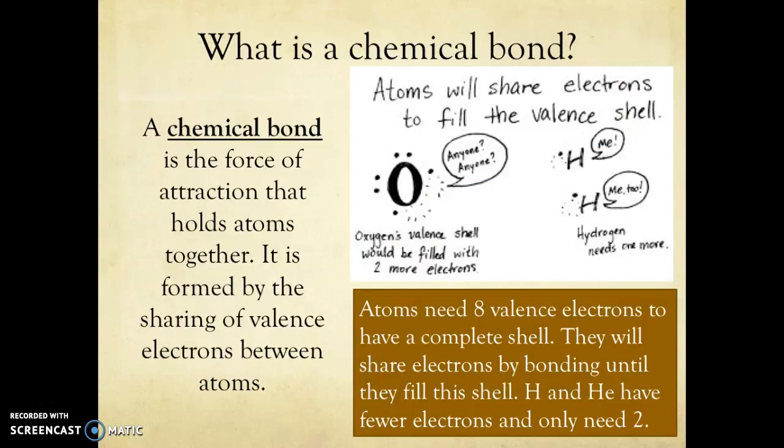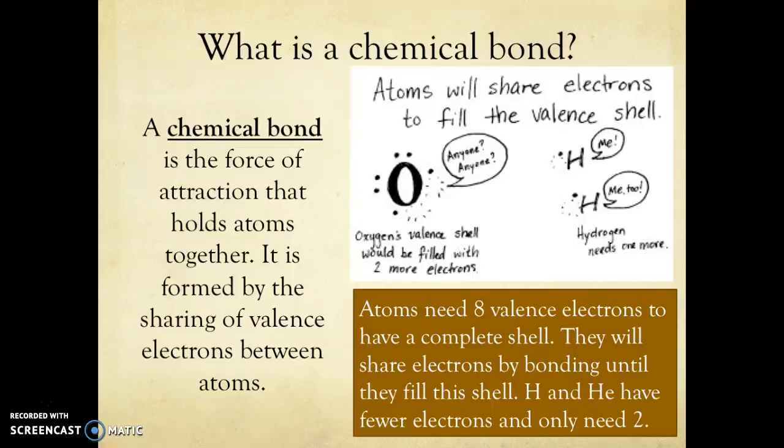Chemical bonds. Bonds are a force of attraction that hold atoms together. These are formed by sharing valence electrons between atoms. In our last set of notes, we learned that valence electrons are electrons in the outermost layer of the atom. So in the atom, you have a nucleus at the center, and the electrons orbit around that in different levels, or different layers, different shells. There are many words to describe that. And the electrons in that outermost shell are called valence electrons.